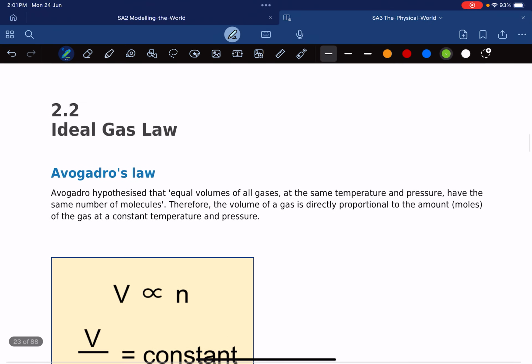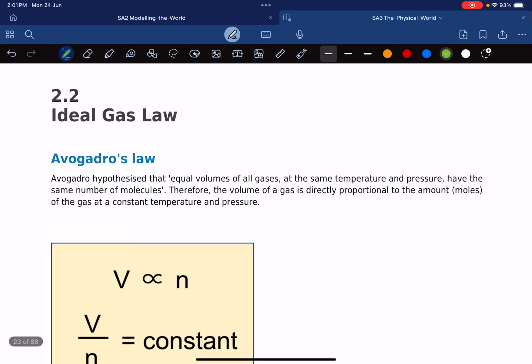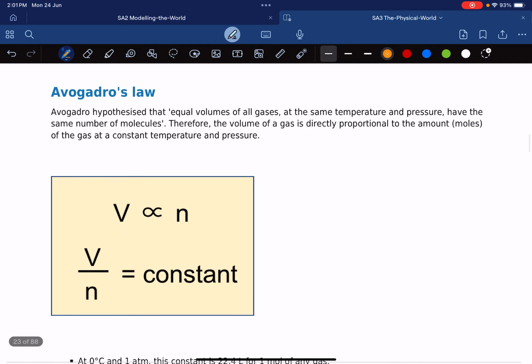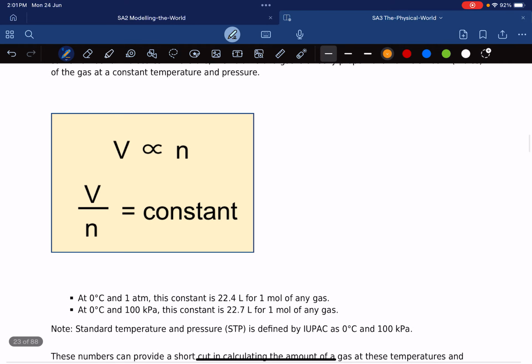Okay, so that brings us to the next law, which is called the ideal gas law. But before we go to the ideal gas law, there's another gas law that we need to look at, which is called Avogadro's law. If you look at this law here, you see volume and you see mole. This makes a lot of sense.